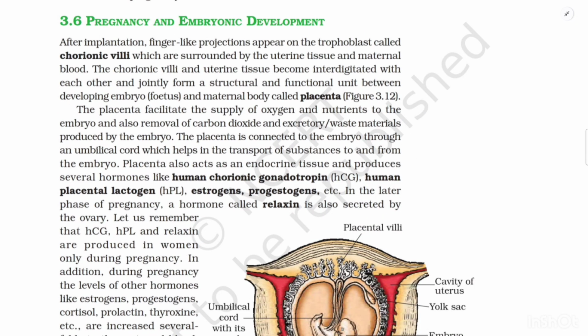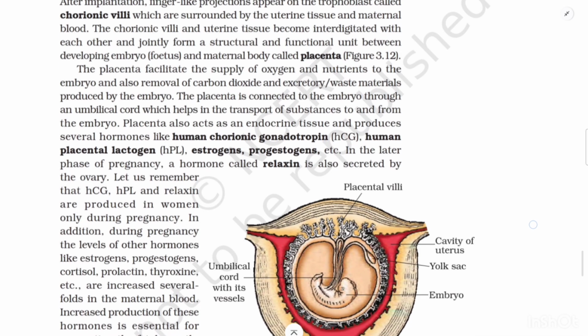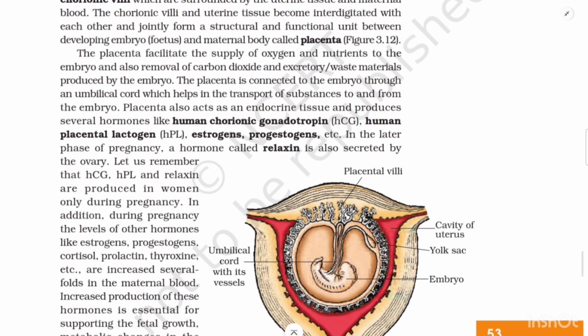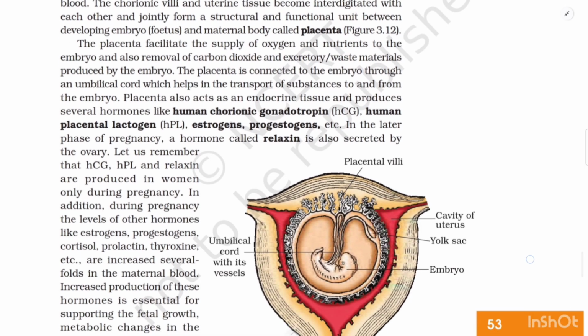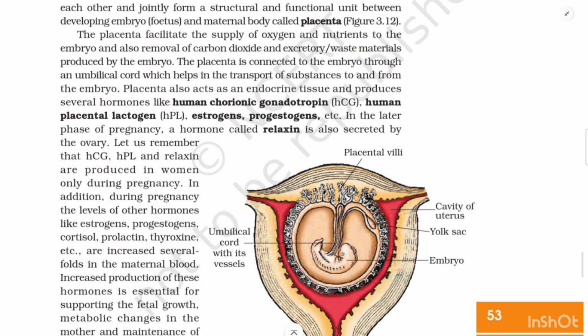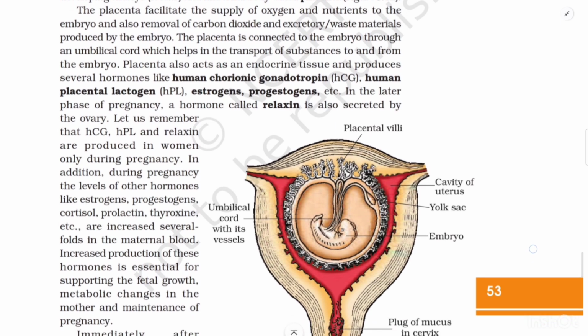3.6 Pregnancy and embryonic development. After implantation, finger-like projections appear on the trophoblast called chorionic villi, which are surrounded by the uterine tissue and maternal blood. The chorionic villi and uterine tissue become interdigited with each other and jointly form a structural and functional unit between the developing embryo (fetus) and maternal body called placenta, figure 3.12.